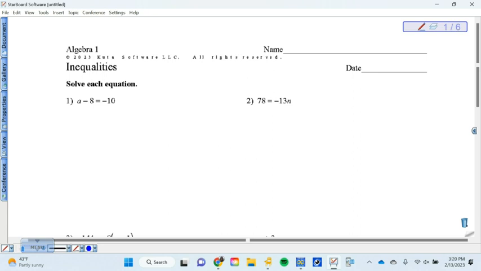When you're solving, remember, we go backwards. How do you undo division? How do you undo addition? So you need to multiply first and then subtract. Think about that.